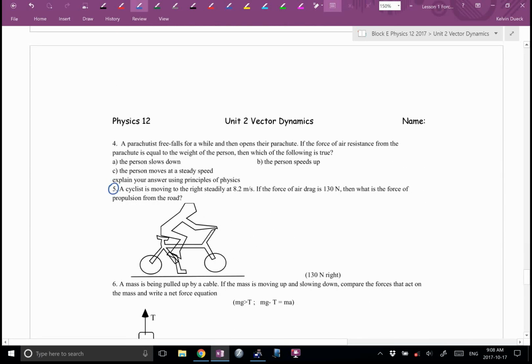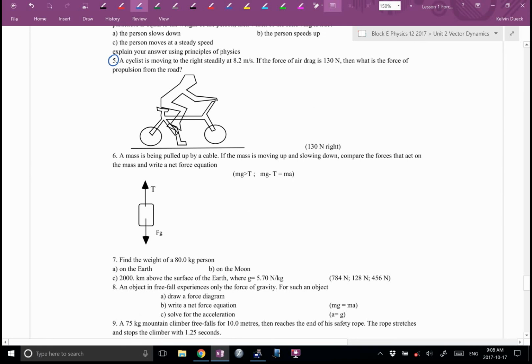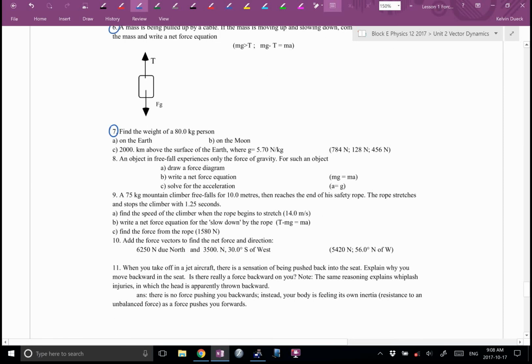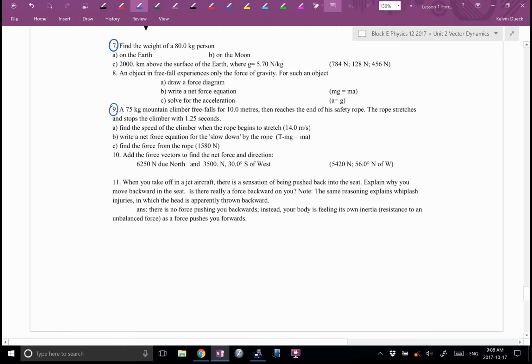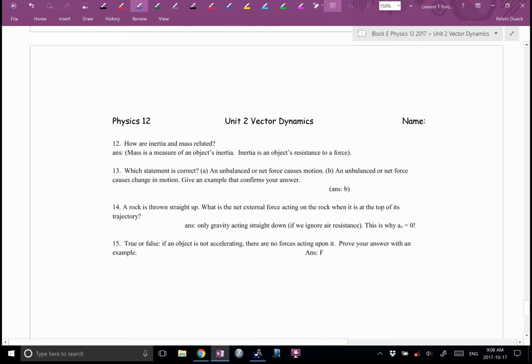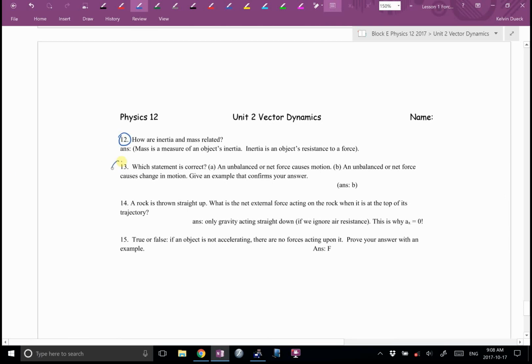5 is good. 6 is good. 7 is good. I think I skipped 4. 9 is good. I skipped 8. 11 is good. 12 is good. 13 is good. These are conceptual questions. 14 and 15 are good. These are conceptual questions.